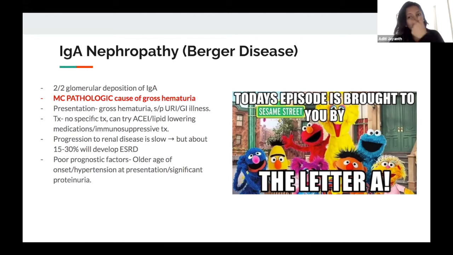One of the poor prognostic factors for this is a later presentation of disease, significant hypertension when they present, or significant proteinuria. Those are things to always keep in the back of your mind. If you have significant disease on presentation, it's generally a good rule of thumb that it's not associated with the best prognosis. So that's that.